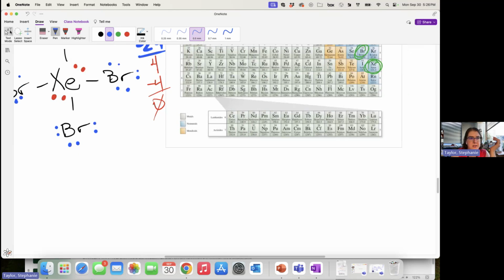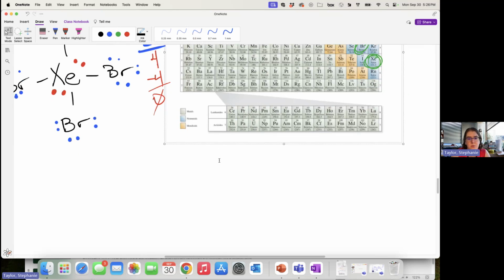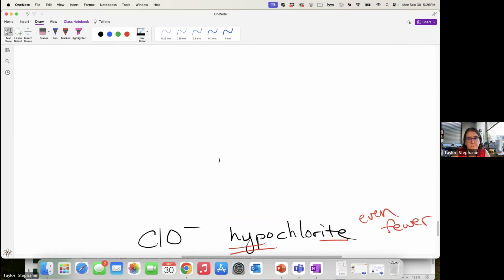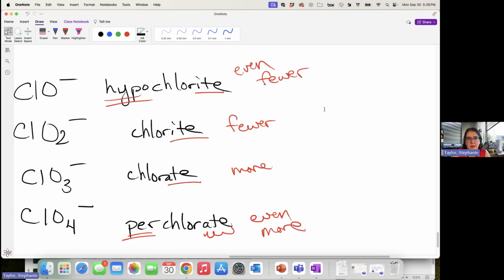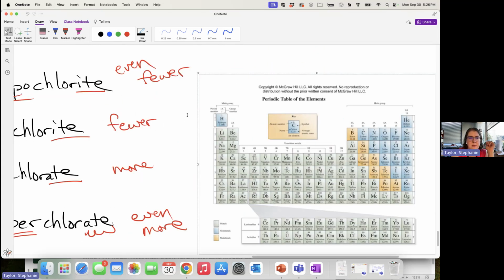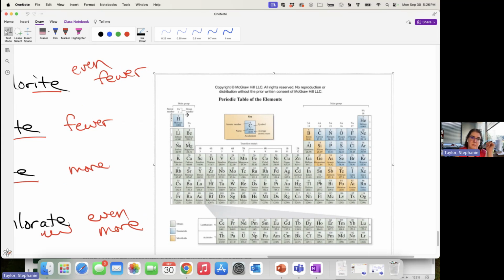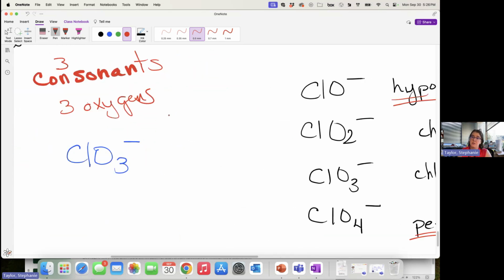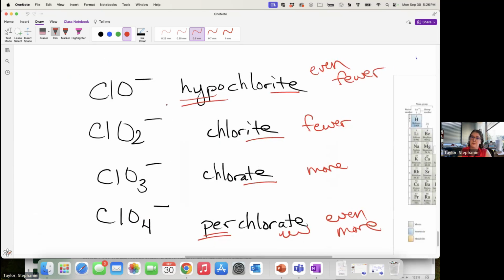I know I made one. There it is. So I've got a bunch of chlorine things. I'm going to grab my periodic table and look for chlorine. It's in group 7A. And if I only had chlorine by itself and it was an ion, it would have a -1 charge. And so do all these. The same.